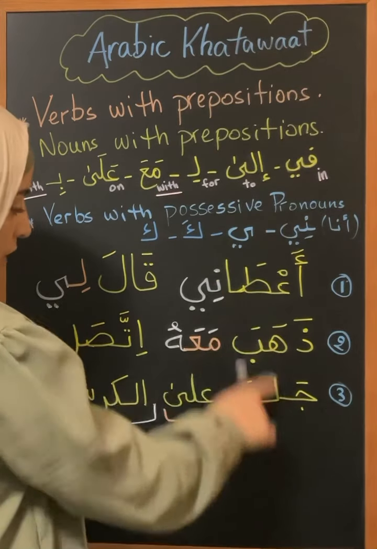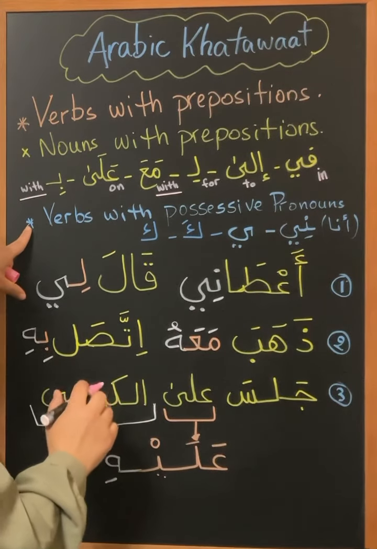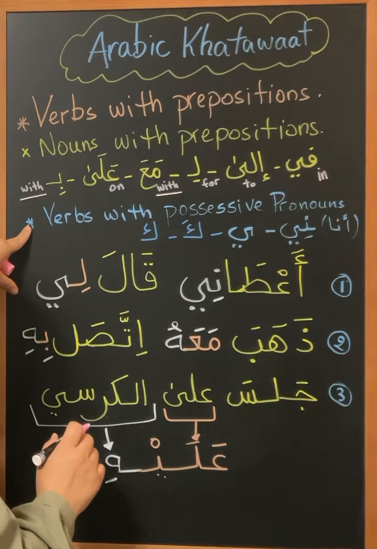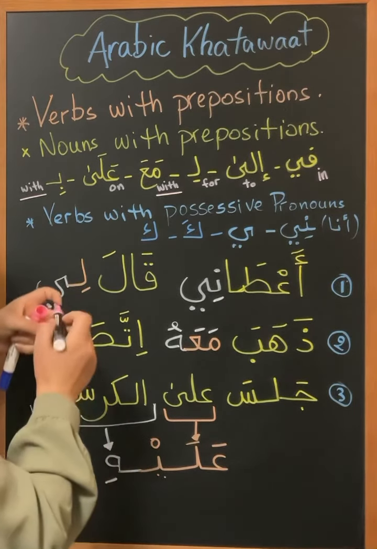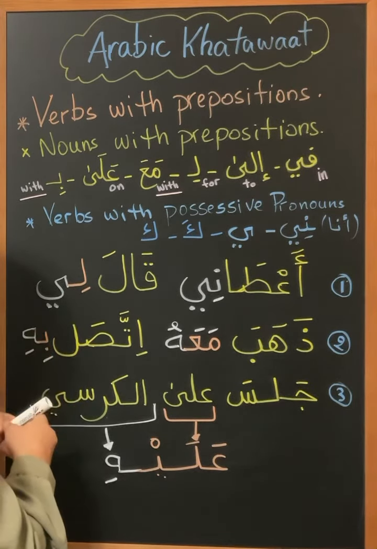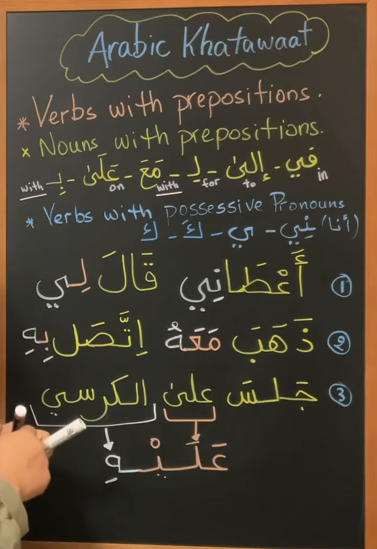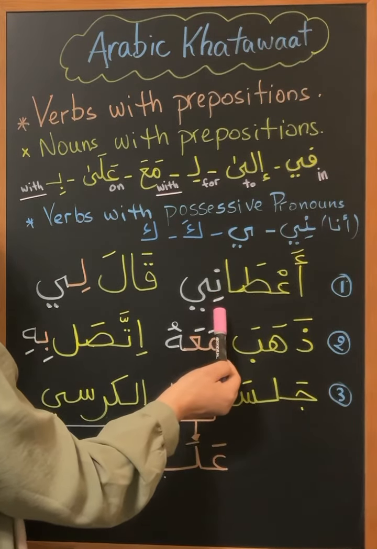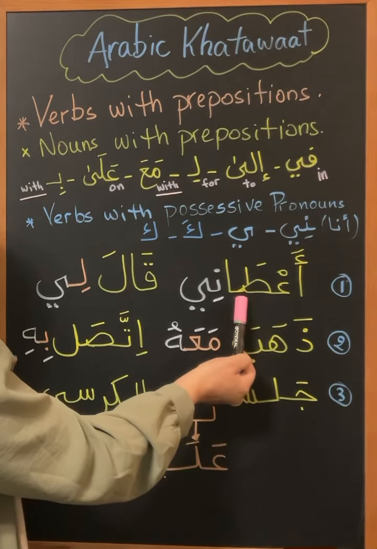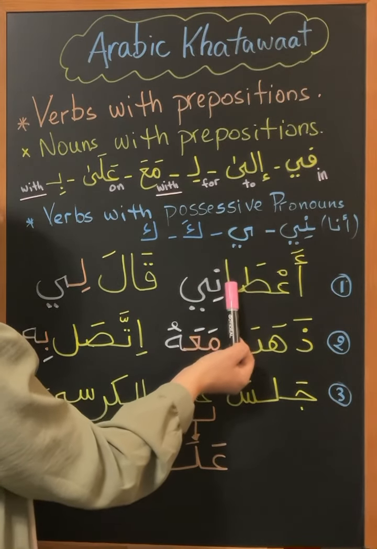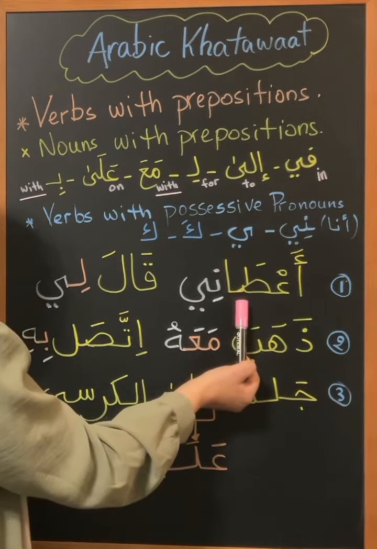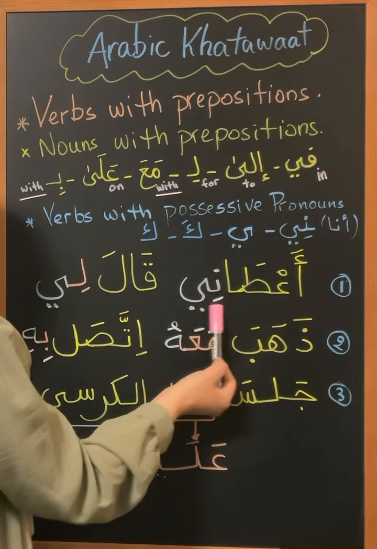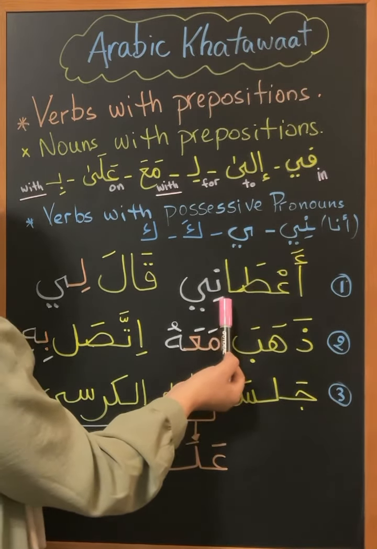So what I'm going to do is look at these examples, and at the same time I'm looking at prepositions and also possessive pronouns. The example I have here is أعطاني, he gave me. The verb is in the past tense, so I'm going to include an alif because this is an irregular verb. Any reference to me will be ني.